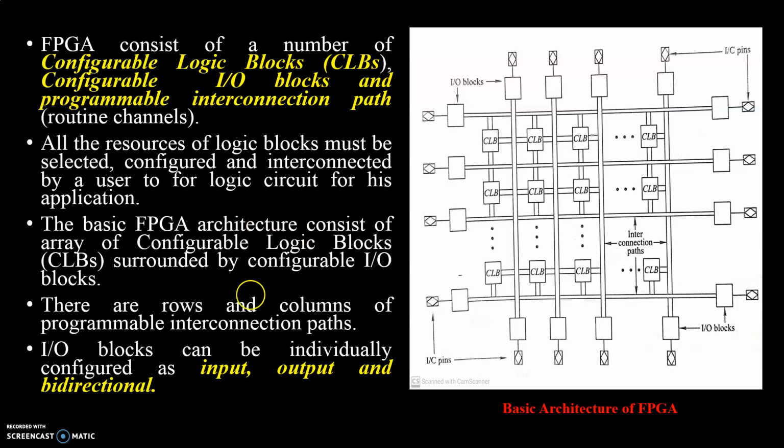surrounded by configurable I/O blocks. There are several rows and columns of programmable interconnection path, as you can see in this figure. Input-output blocks can be individually configured as input, output, and bidirectional.